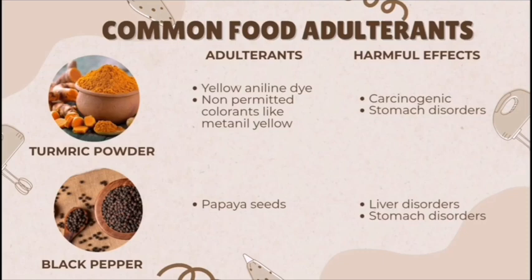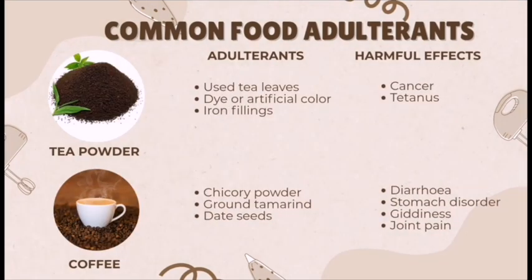Next, black pepper. The common adulterant is papaya seeds, which cause liver disorders and also stomach disorders. Next, tea powder. Adulterants are used tea leaves, dye or artificial color, and iron filings. They may cause cancer and also tetanus. Next up, coffee. The common adulterants of coffee are chicory powder, ground tamarind, and date seeds. They may cause diarrhea, stomach disorder, giddiness, and joint pain.